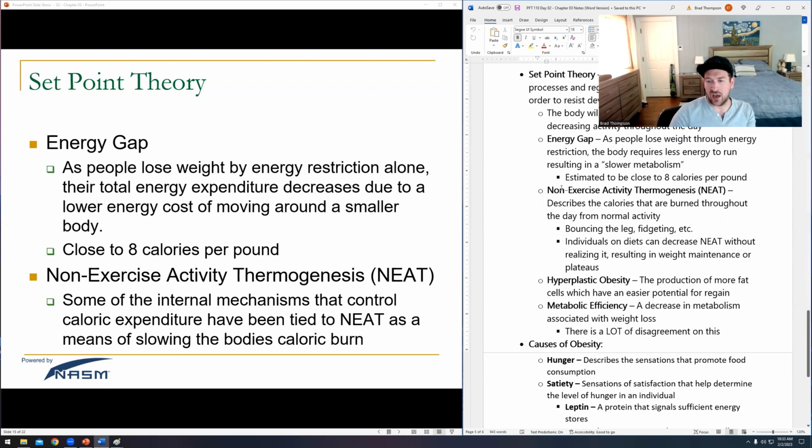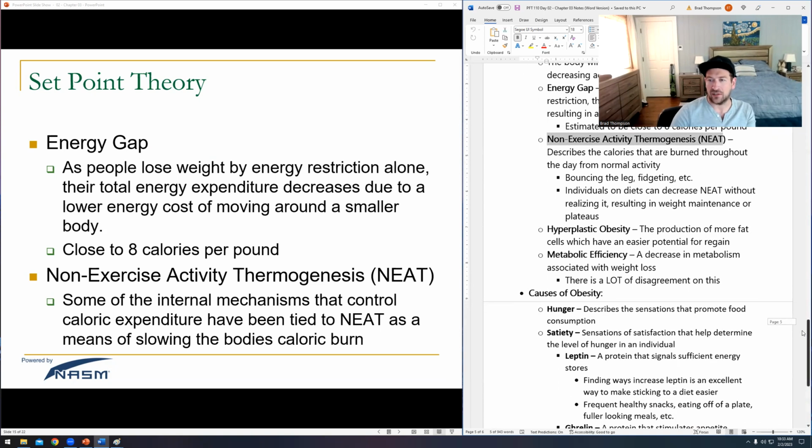There's also the NEAT approach. Remember NEAT, that non-exercise activity thermogenesis that we talked about, right? It describes how your calories are burned from normal living, bouncing your leg, fidgeting. Individuals on diets actually will often decrease NEAT without realizing it. You'll just be a little more run down, a little more sedentary, and so you'll burn less energy. And so it will result in a weight loss plateau because your body's like, all right, I balanced this out. We don't walk around anymore. We just tend to sit on the couch all day, but at least our calories are balanced out. That's sometimes what happens with NEAT.